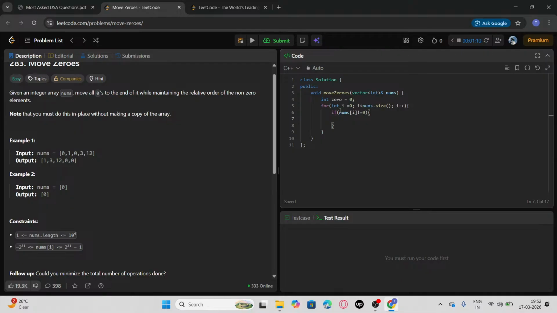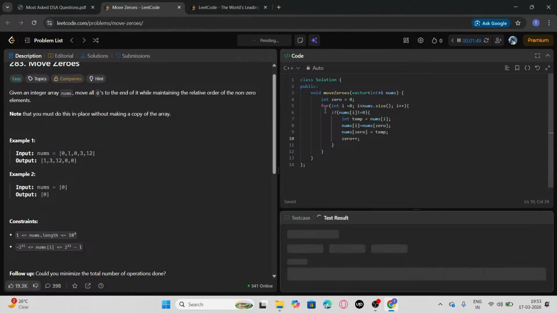So we will replace it: temp equal to nums of i, nums of i equal to nums of zero, oh wait, nums of zero equal to temp. And after this, we can do zero plus plus because our zero is not at the same place anymore. Let's see if this is going to work.